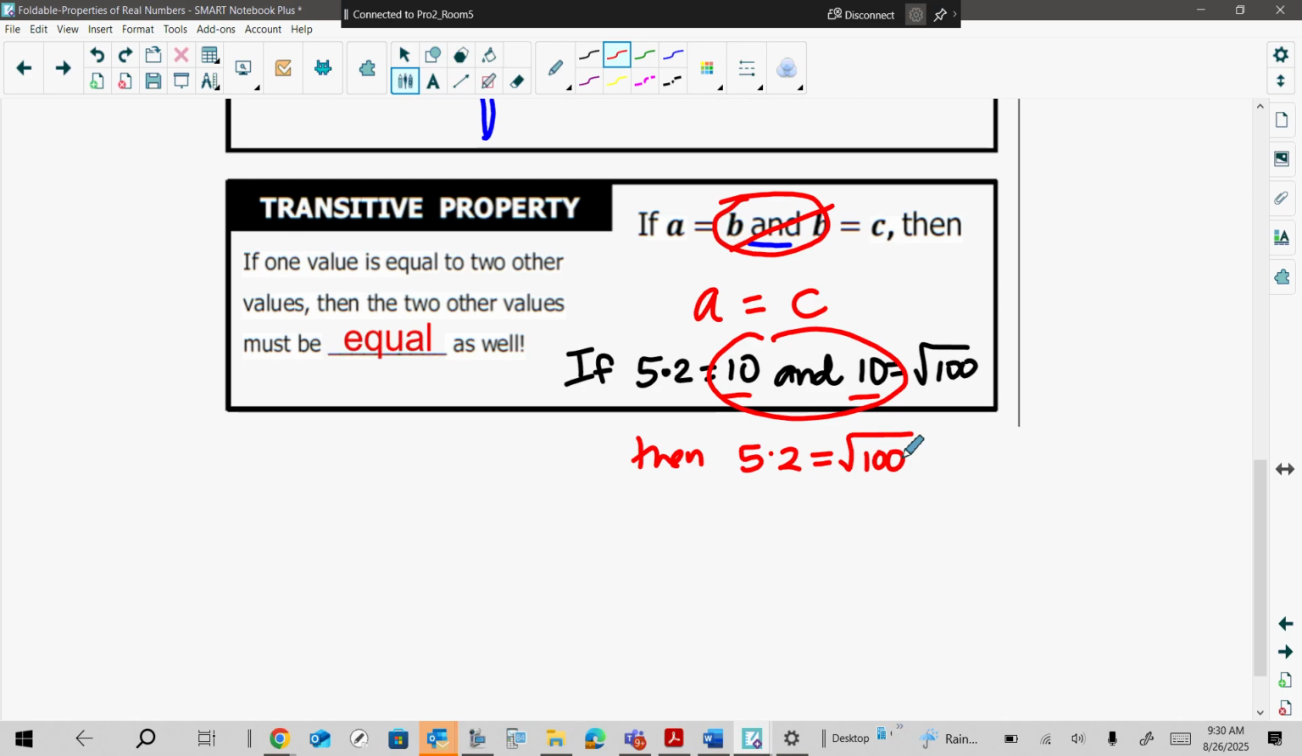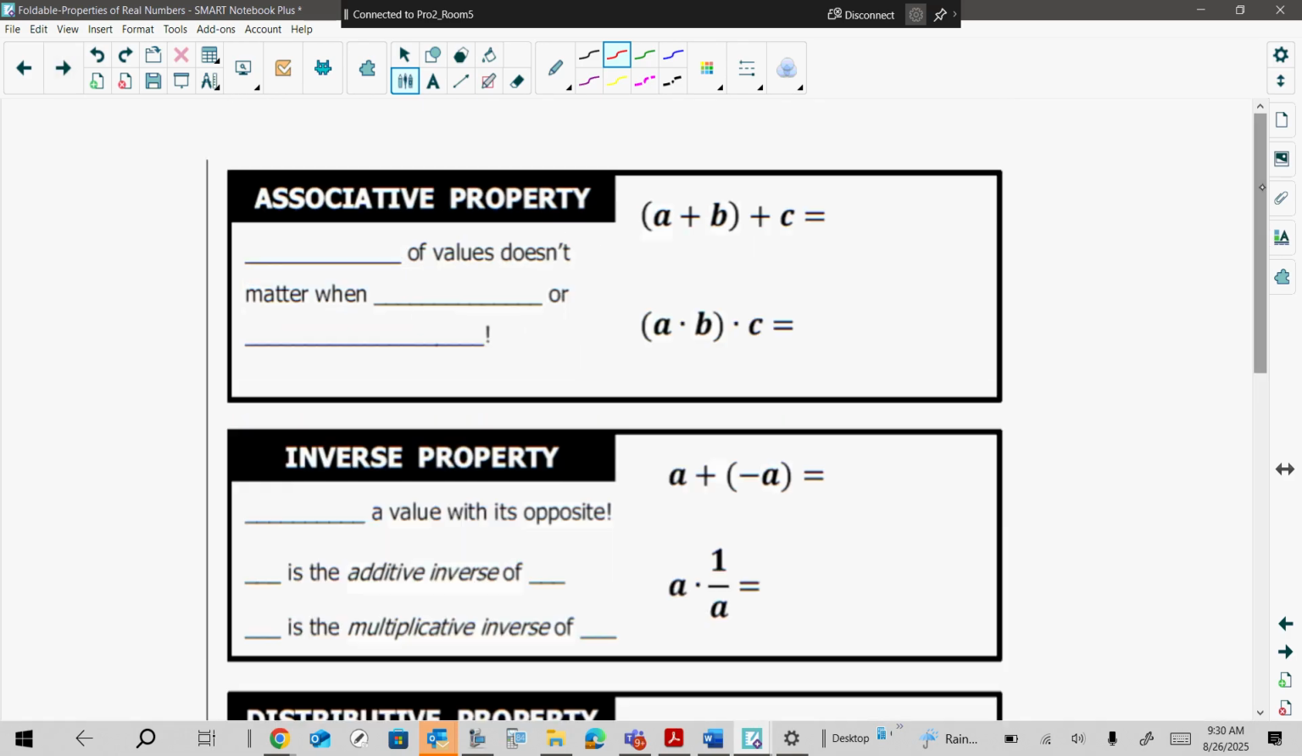Do we have the left side down of our foldable? All right, let's go to the right side. Okay, on the right side, the first one we're going to talk about is associative property.